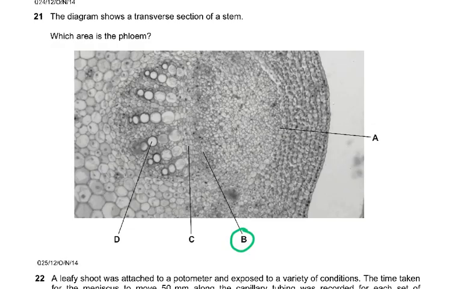Then the diagram shows the transverse section of a stem, which area is the phloem. Now you know these very large ones are always the phloem. And then of course there's the middle area, which is the cambium, and then this would be the xylem, because the xylem vessels are huge and they have this hexagonal appearance. So if this is the xylem, then D is wrong, and C would be the cambium, and then B would be the phloem. So you've got to be really able to understand photomicrographs.